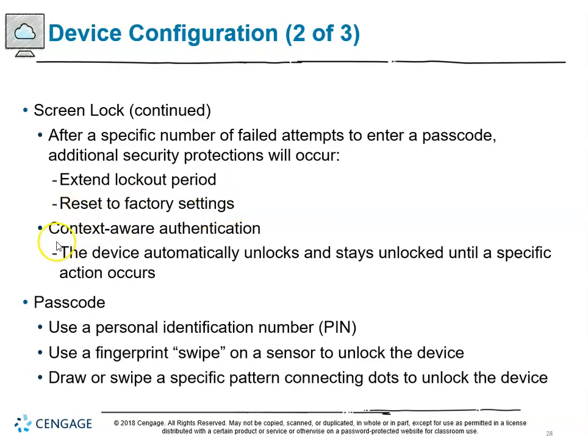We also can use context-aware authentication. This is where the device automatically unlocks and stays unlocked until a specific action occurs. Also, to secure the configuration of a device, we can make use of the so-called passcode or PIN, personal identification number. This can take multiple forms. It might be a 4, 5, 6, 8-digit number, or it could be entered rather than just through a keypad, a fingerprint swipe on a sensor to unlock the device.